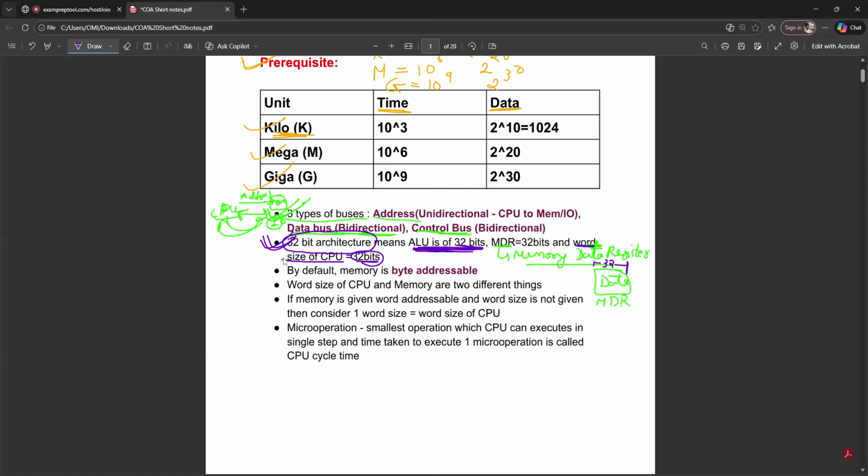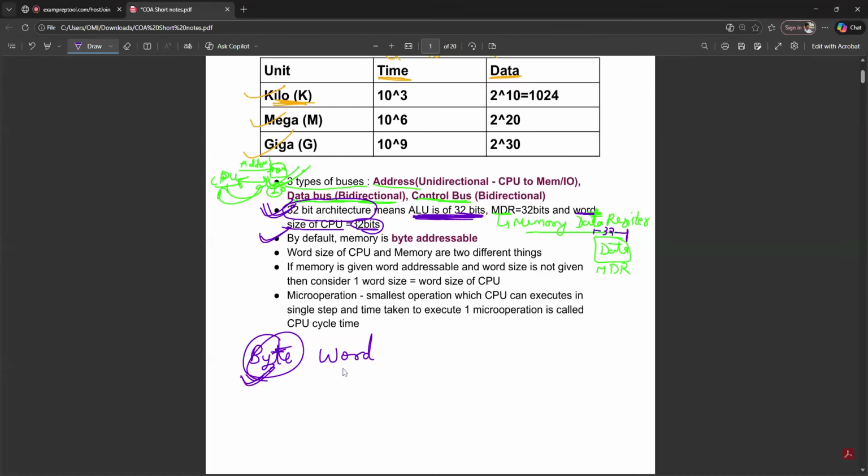By default, memory is byte addressable. There are two types of memory: byte addressable and word addressable. If memory is byte addressable, it means that each address contains one byte. Here one byte, one byte, one byte.